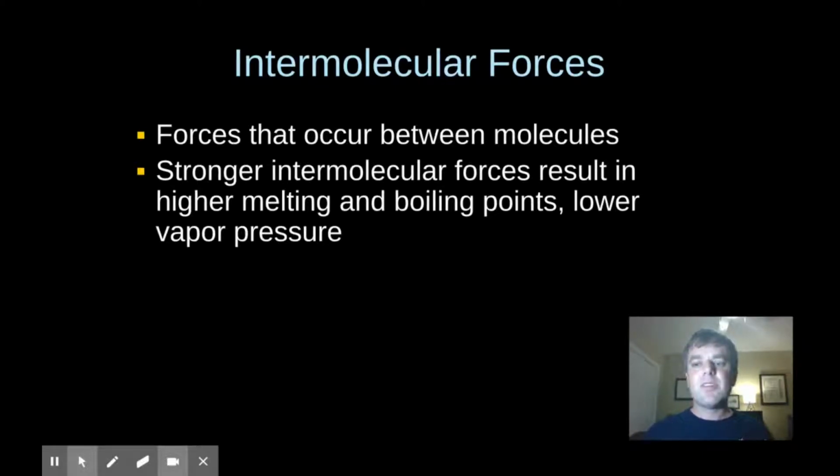And vapor pressure is essentially the pressure of the vapor above its own liquid in a container. So the more easily you evaporate, the higher your vapor pressure.